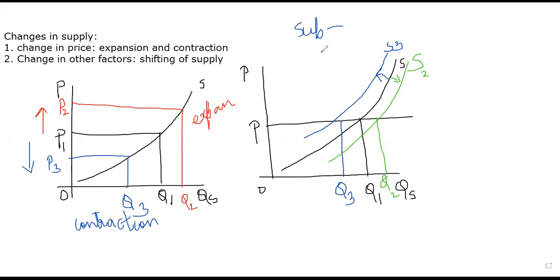Clear now? In shifting of the supply curve, there will be no change in the price, but all other factors matter. It can be cost of production, usage of technology. Better technology being used means a rightward shift. Outdated technology means a leftward shift of the supply curve. Government's influence, natural calamities, some pandemics like what we are experiencing now. All these are influential factors for shifting of the supply curve. Clear now?